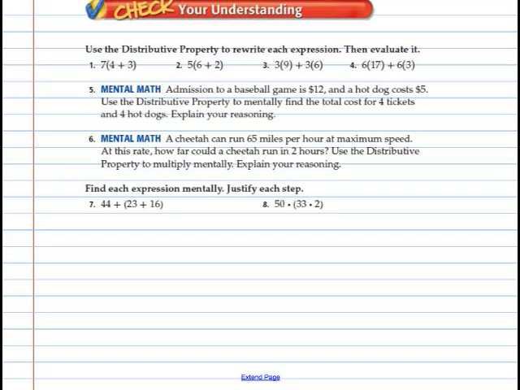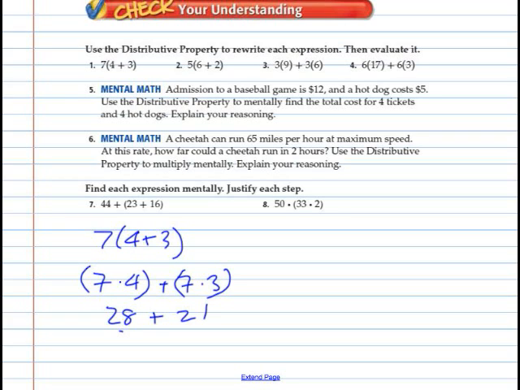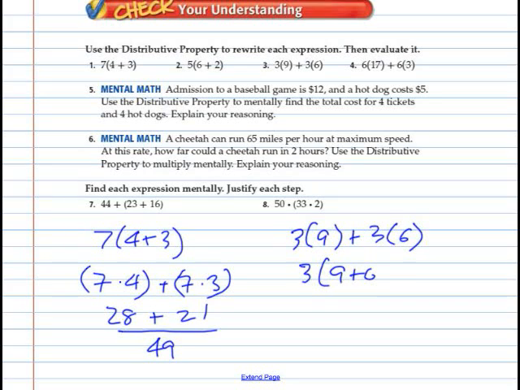Example number 1 says use the distributive property to rewrite the expression and evaluate it, or find its value. So 7 times 4 plus 3, we'll just do the odd numbers here. Gives us 7 times 4 plus 7 times 3, which gives us 28 plus 21, which gives us 49. Example 3, 3 times 9 plus 3 times 6. We would rewrite that as 3 times 9 plus 6, which is 3 times 15, which is 45.